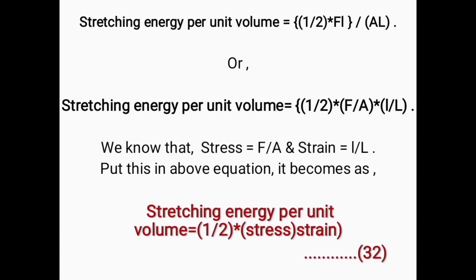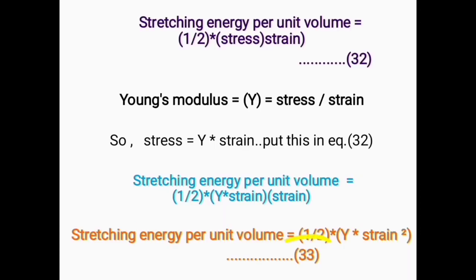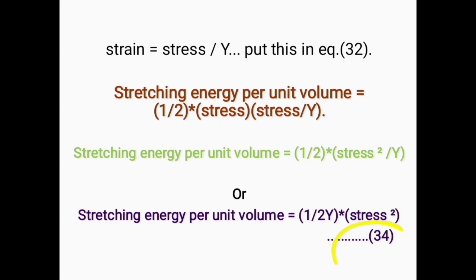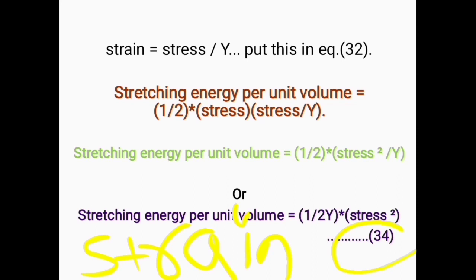Guys, this equation number 32, equation number 33 and last equation 34, these are the various forms of strain energy. strain energy के various form है. These are the various forms of strain energy per unit volume of a stretched thin uniform wire. And this strain energy is nothing but the elastic energy. Guys, in this way we have studied about strain energy or elastic energy. And in next lecture we will solve the problems depending on this article. Please wait for the next lecture.